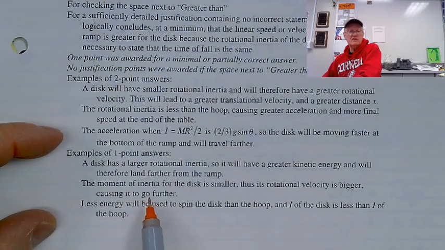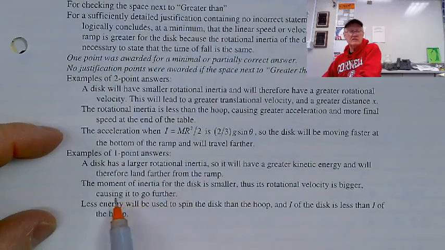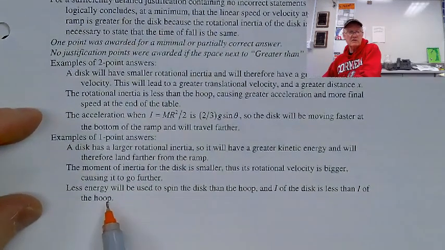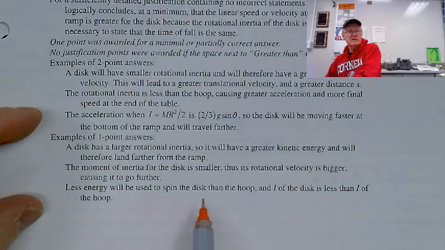Less energy is used to spin the disk than the hoop, so the I of the disk is less than the I of the hoop. Therefore, you have more energy, to make this into a 2-point answer. Therefore, more of the total potential energy would convert to kinetic energy. You'd have to make that argument.